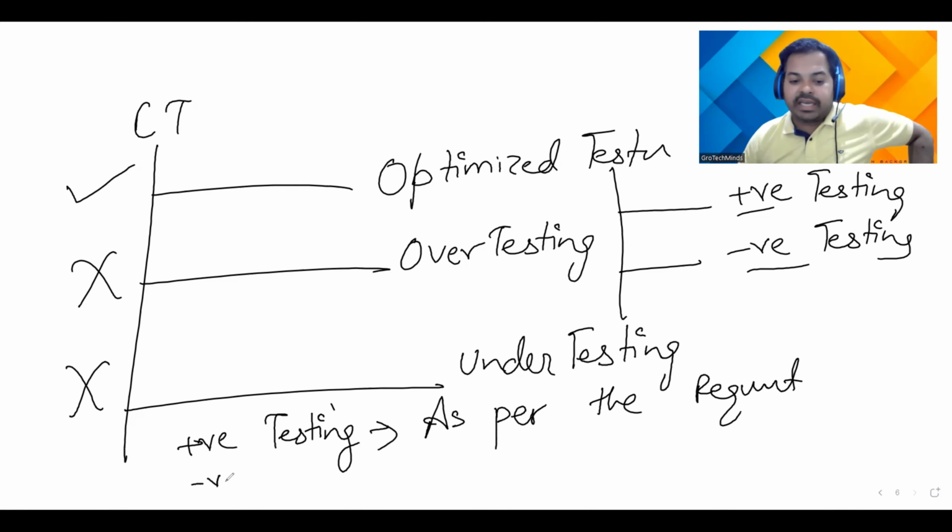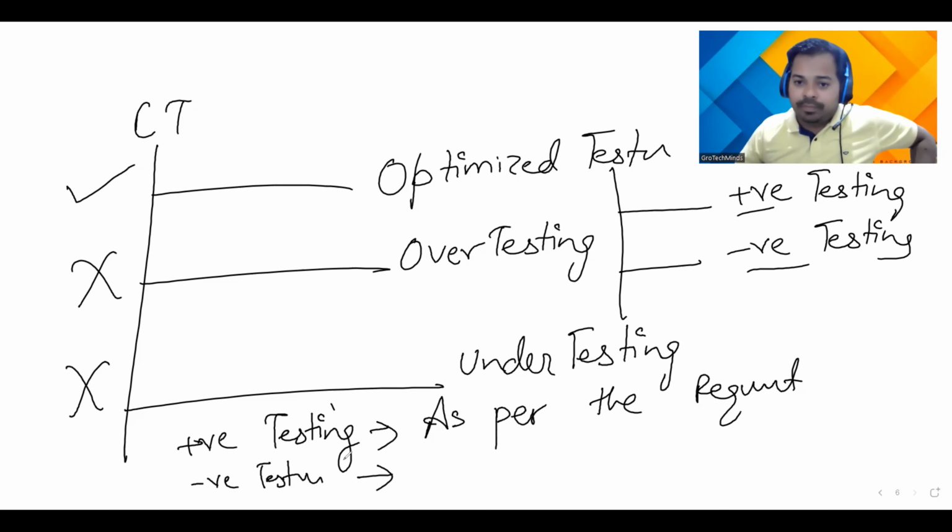And what is negative testing? Testing the functionality of an application randomly, which is not written in the requirement, right? So negative testing means you are randomly testing the application without looking into the requirement. Randomly, based on your thinking. You are doing negative testing without looking into the requirement.